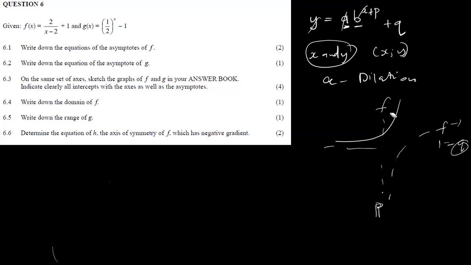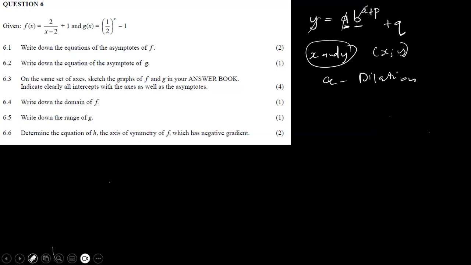Right. So now, oh guys, I love functions. Functions is my favorite. So now, let's come here. Let's talk about the value of q. q is simple. It's an asymptote.